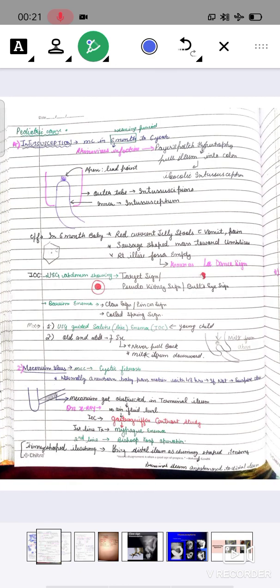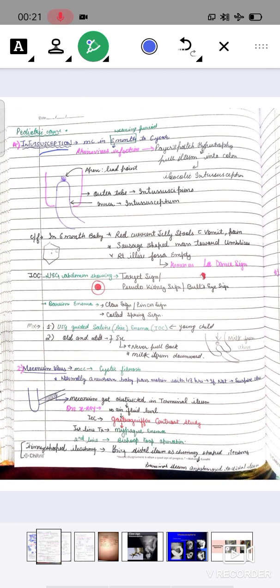The pediatric cause. First is intussusception. Intussusception is most common in 6 months to 6 years. As we know, 6 months is the weaning period, and in this weaning period there will be hypertrophy of Peyer's patches because of rotavirus infection. This will cause the ileum to go into the colon.